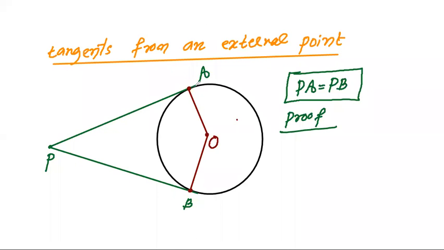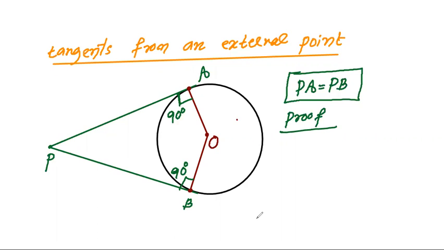As A is the point of contact, listen to me properly. A is the point of contact. PA is a tangent. According to the previous concept, we know that tangent PA and the radius AO through the point of contact are perpendicular, which is equal to 90 degree. Similarly, this PB and OB are also perpendicular. I can mark that one also as 90 degree.